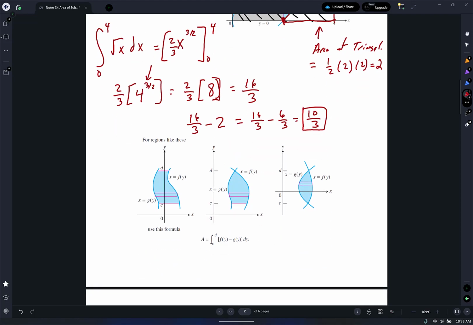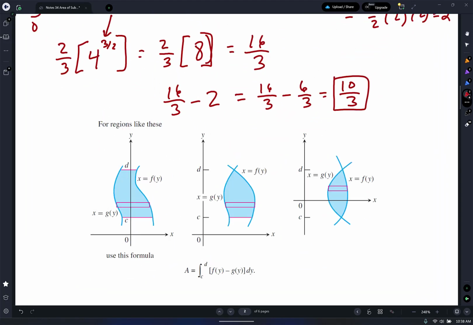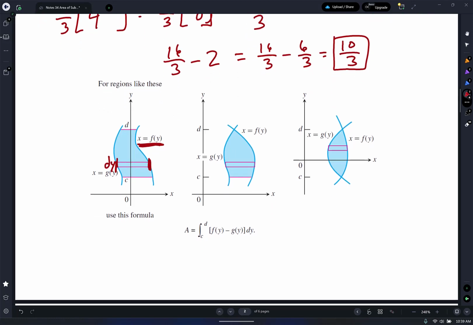All right, and here we go. Don't worry, this is all by design. I want you guys to notice these regions: the rectangles, instead of being vertical, they're horizontal. Do you see that? So this time, instead of a dx, that's a dy slice. And your height is in terms of f of y. See, x equals f of y. So now, instead of integrating with respect to x, we're going to integrate with respect to y.